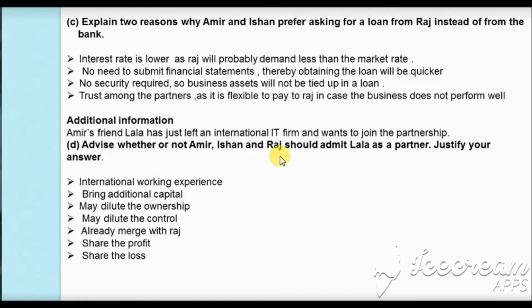Now, with the formation of new partnership firm, the profit and loss sharing ratio have been changed, the ownership has been diluted, the control has been diluted, and at this point of time, if you add another partner, it will be more difficult for creating any understanding between all the partners, because Lala is a friend of Amir and not a friend of Ishan and Raj, and hence this may lead to a lot of conflicts in the firm, and because of this it is not a right time to add Lala as a partner. Let him work as an employee and let them give him a good salary, and once understanding is developed, then later on they can add Lala as a partner. So this is what I suggest, and with this we have completed this question.